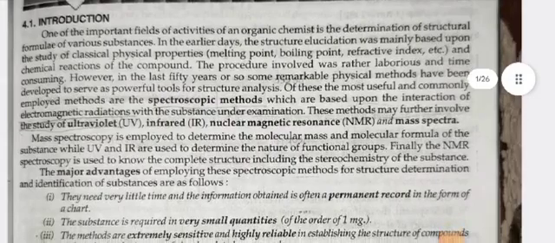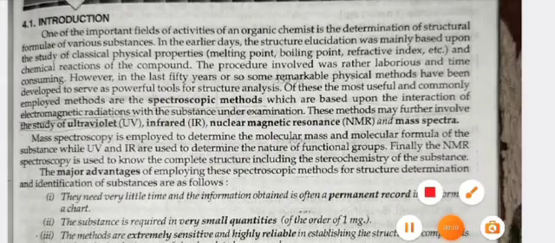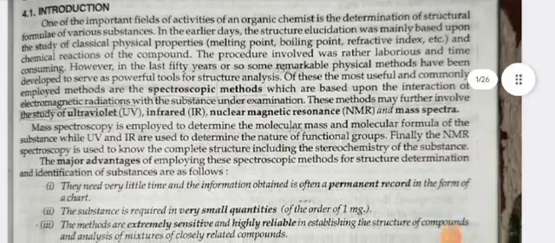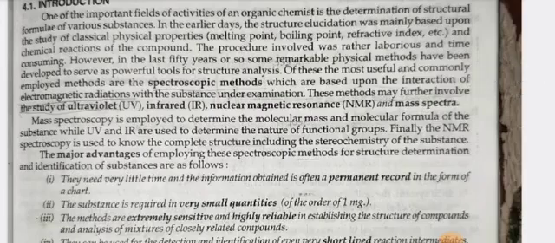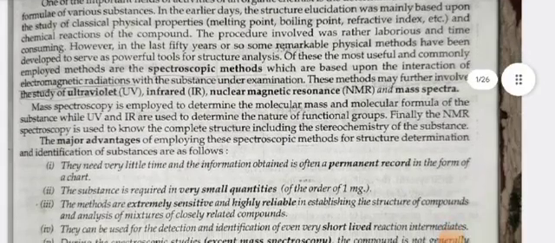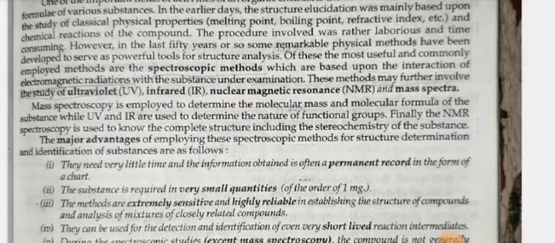various substances. In earlier days, the structure formula determination was mainly based upon the study of classical physical properties like melting point, boiling point, refractive index, etc., and chemical reactions of the compound. The procedure involved was rather laborious and time consuming.